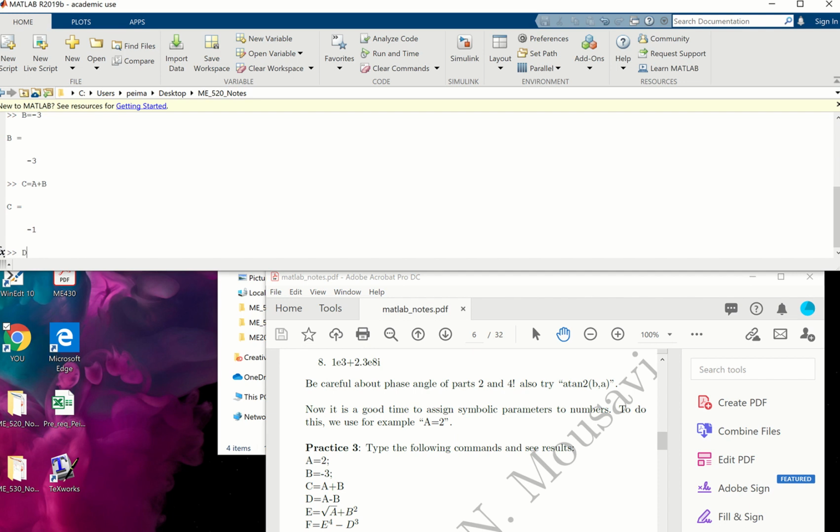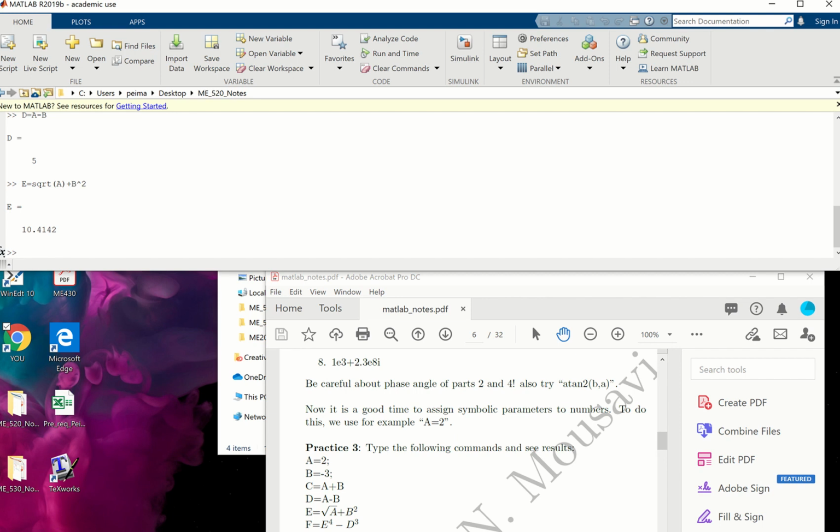Now I say d, calculate for me a minus b. It's 5, because 2 minus minus 3 is going to be 2 plus 3. That's right. It's going to be 5. Now the e I want to calculate as square root of a squared plus b squared. So sqrt, now you know the command. Because we already assigned a and b, this is going to be your answer.